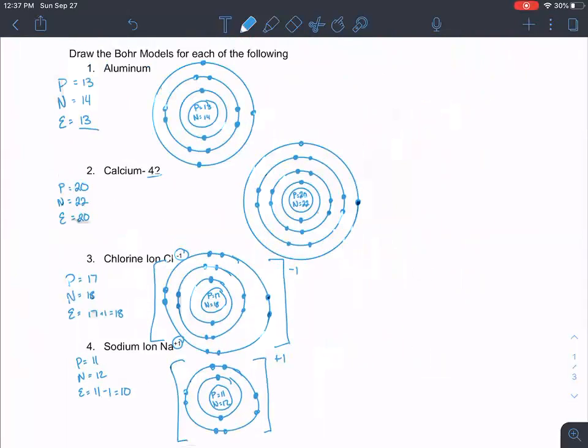If you guys have any questions, please let me know. Otherwise, here is our Bohr model formative.